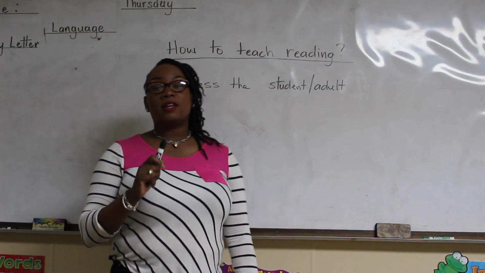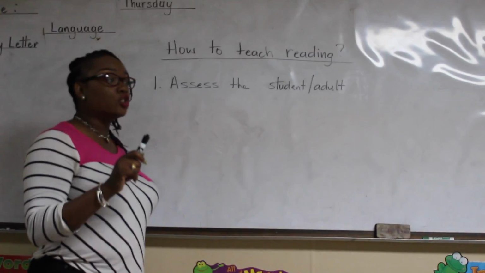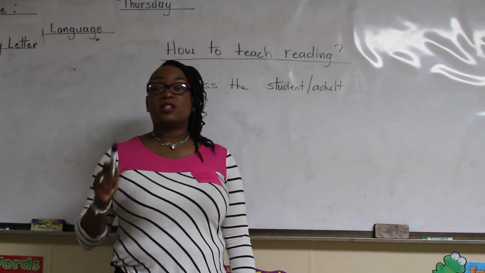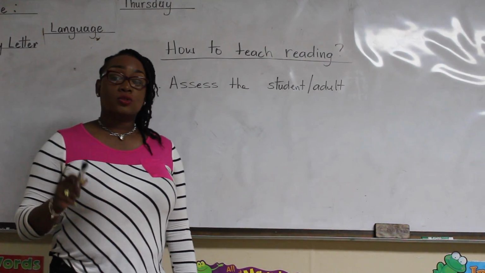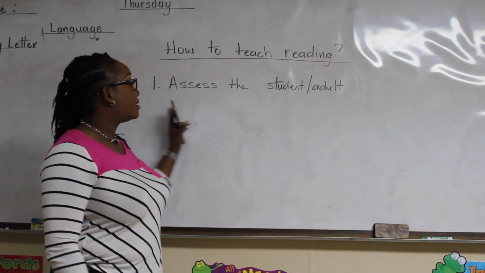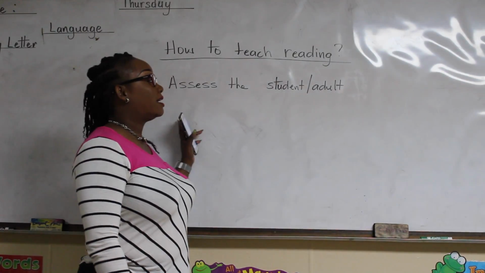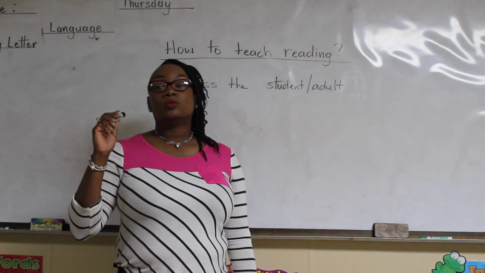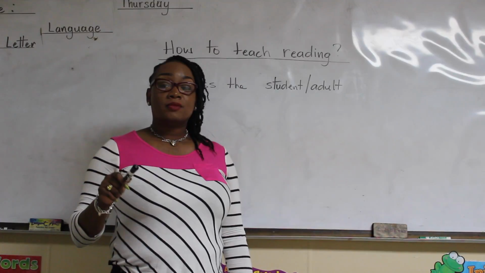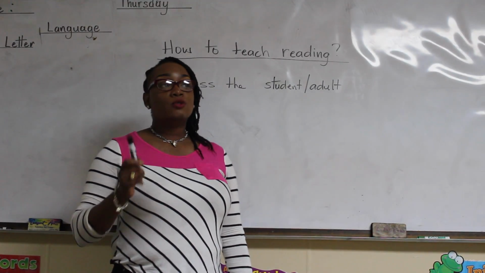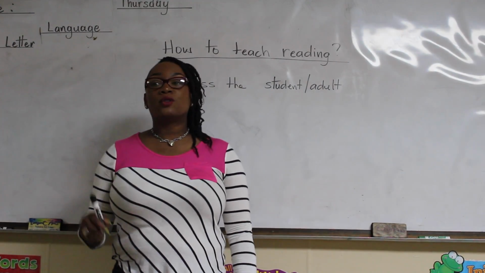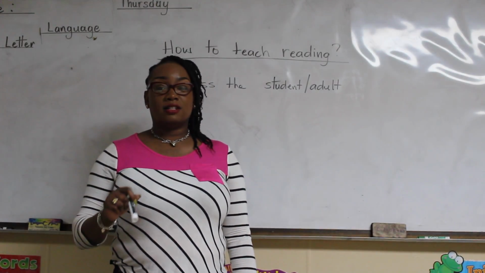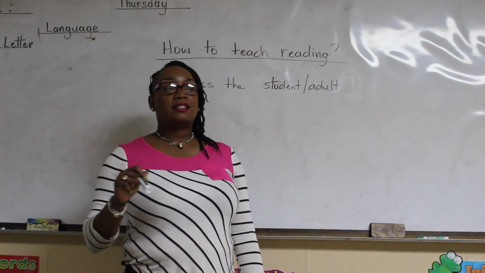Okay, now the first way that you should teach reading, you need to know the level where the student or the adult is at. So the first step is to assess the student or assess the adult. And what I mean when I say assess, I simply mean to see what level they are reading at so you can best meet their need. If you don't assess them, it's like you are going to give medicine to a patient and you don't know what their sickness is. Okay, so you must assess them first.